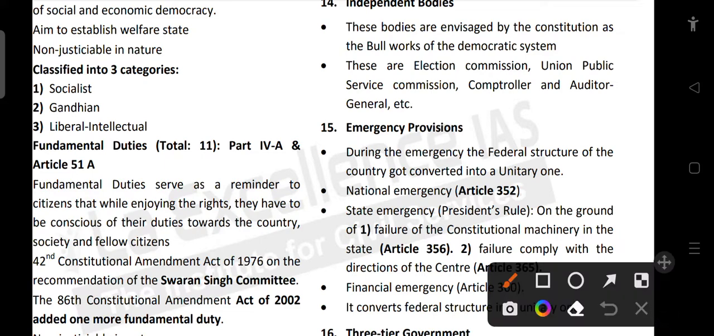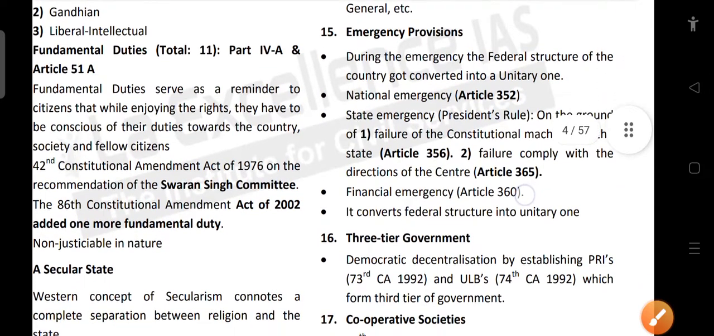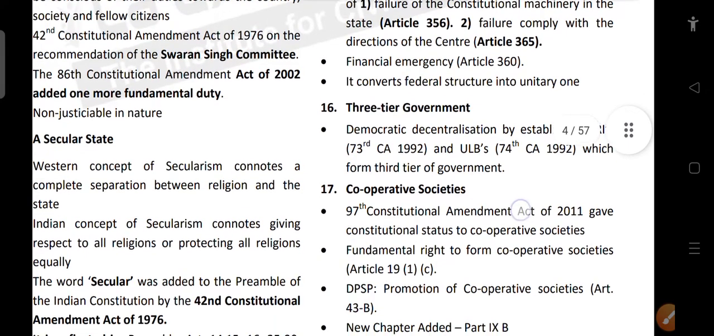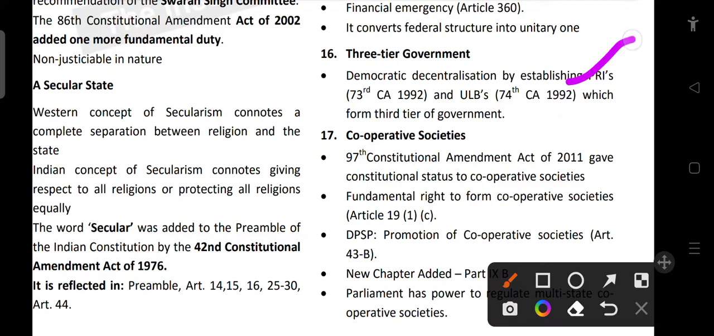Now the next kind of emergency is financial emergency as per Article 360. It converts the federal structure into a unitary one. Now the next feature is three-tier government. Democratic decentralization by establishing PRI, Panchayati Raj Institution, 73rd Amendment 1992, and ULB, Urban Local Body, 74th Amendment 1992, which form the third-tier government. So these are the amendments which helped in establishing the local bodies.